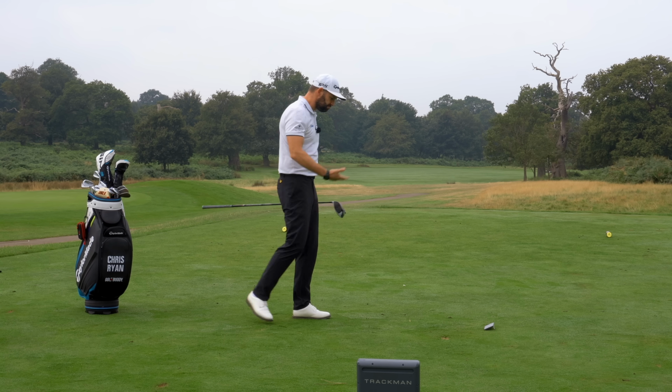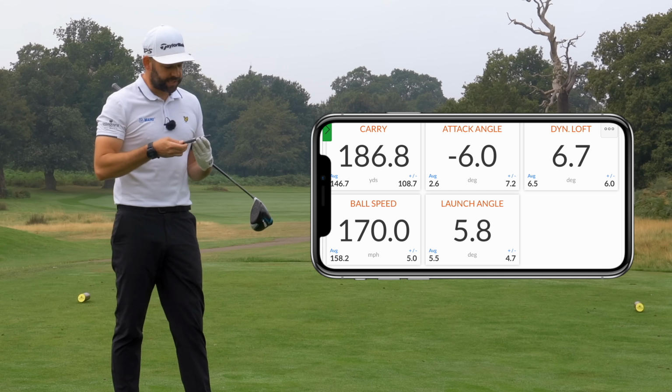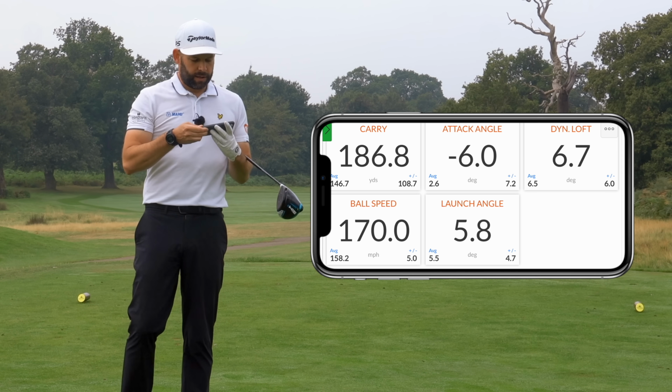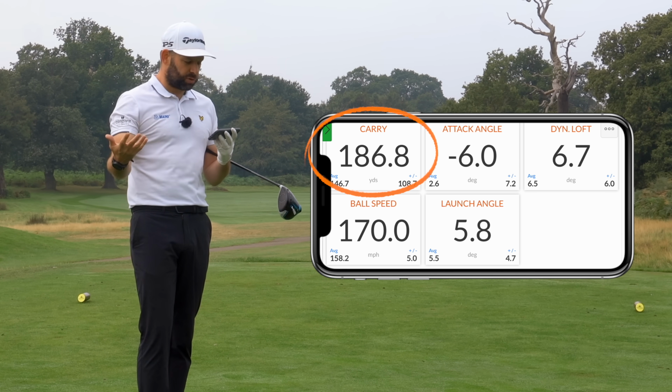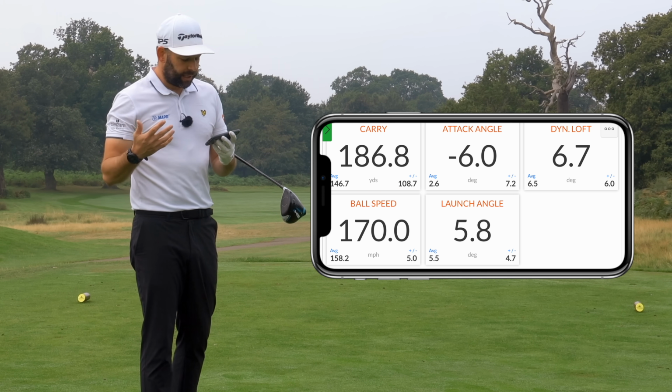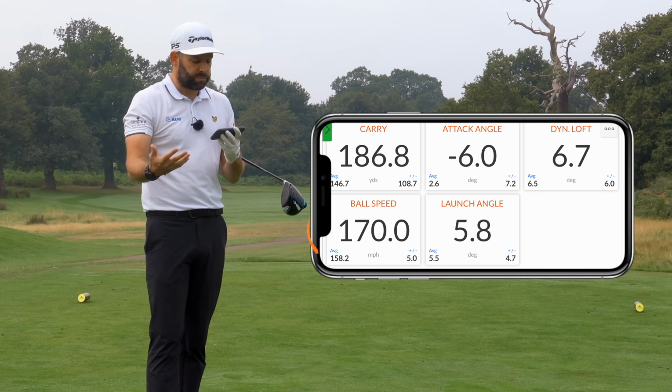Wasn't a bad drive, kind of down there. So you can see the data that's on the screen at the moment. Carry was pretty short, it was 187 yards, launch angle at 6 degrees, dynamic loft at just, well, 6.7 degrees, ball speed at 170.